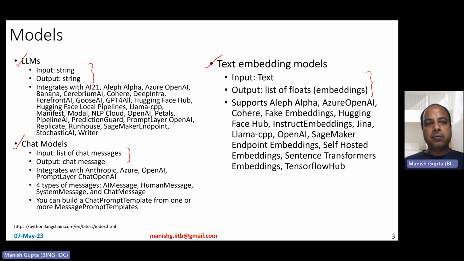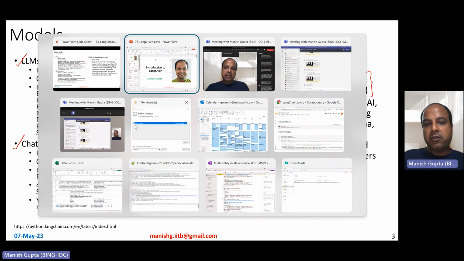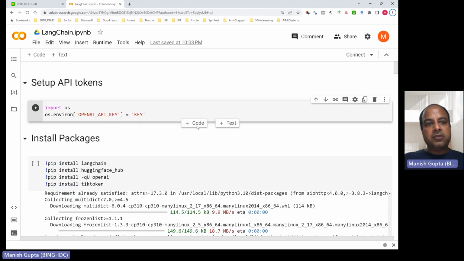Now, LangChain actually supports integration with a very large number of APIs which provide large language model access. For example, Azure OpenAI API or Hugging Face Hub API or even the OpenAI API. Chat models, well, we will look at chat models, but I think first let's look at a Jupyter notebook, which explores how you can use large language models using LangChain with the OpenAI API. So let's quickly look at this.